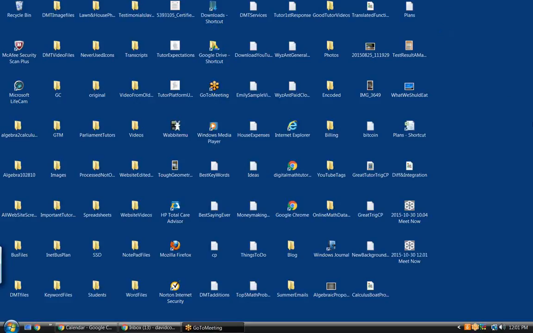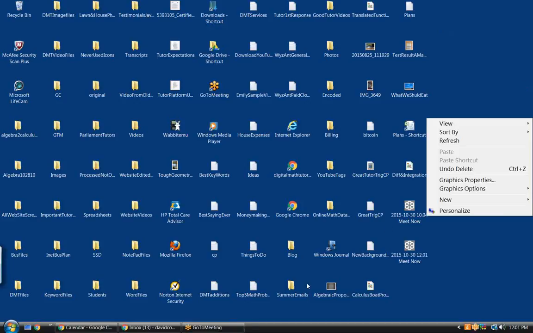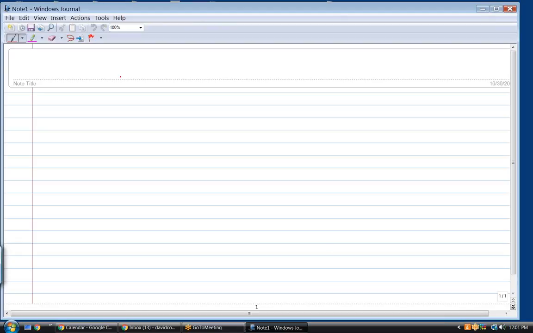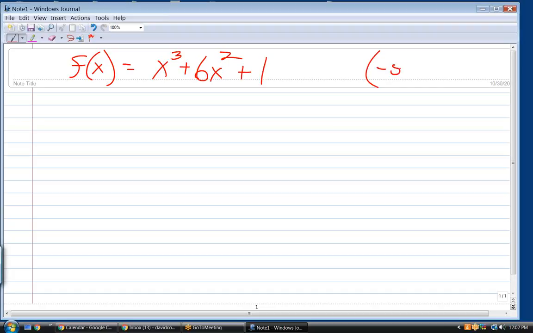So there's a problem here. It says find the absolute maximum and absolute minimum values of a certain function in a certain area. All right, what's the function? x cubed plus 6x squared plus 1. What's the domain? From -5 to 3.